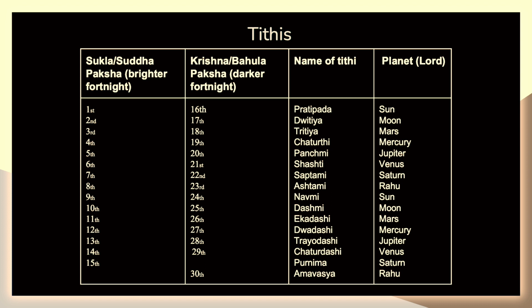So similarly, each Tithi is ruled by a particular planet. It starts with Sun, Moon, Mars, Mercury, Jupiter, Venus, Saturn, Rahu. Then it repeats again till Rahu.